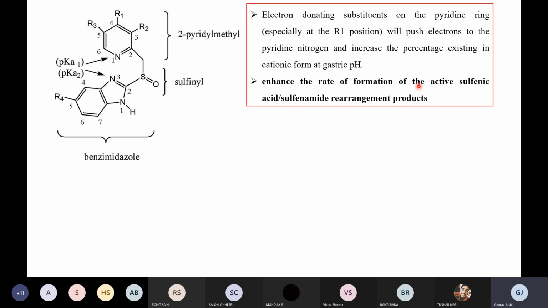So it enhances the rate of formation of the active sulfenic acid and sulfenamide rearrangement product. Firstly, it will increase the percentage of the cationic form at the gastric pH. And the second thing it will do is increase the conversion of this prodrug. All the proton pump inhibitors are prodrugs, right? So it will enhance the rate of formation of the sulfenic acid and the sulfenamide derivatives.